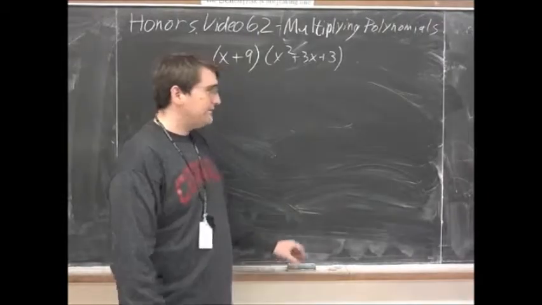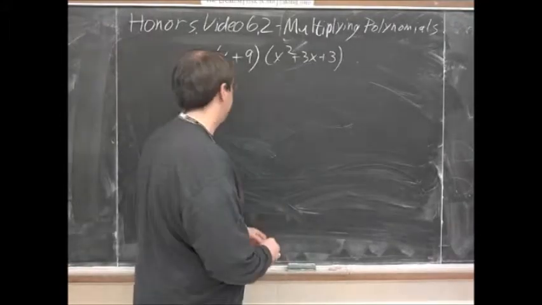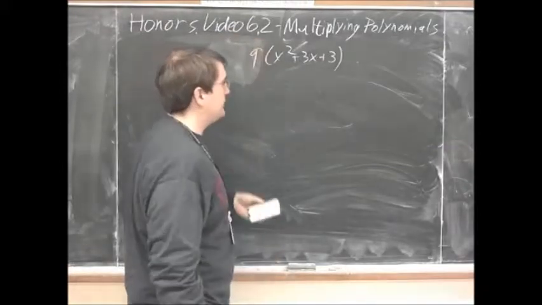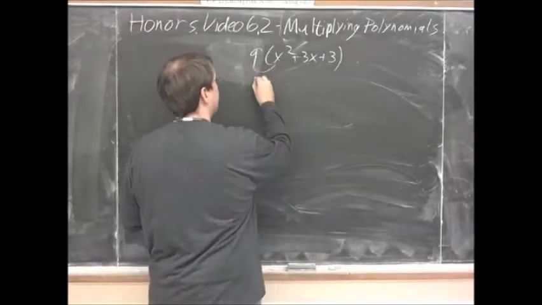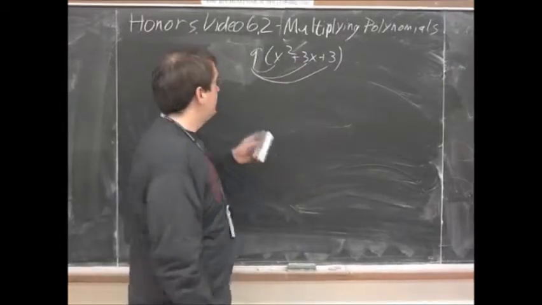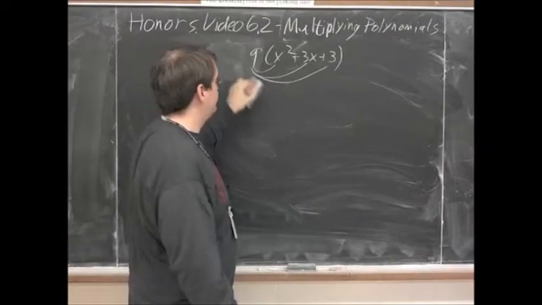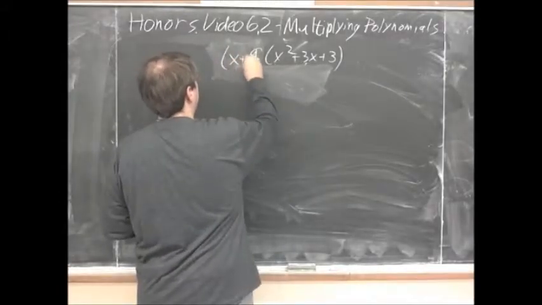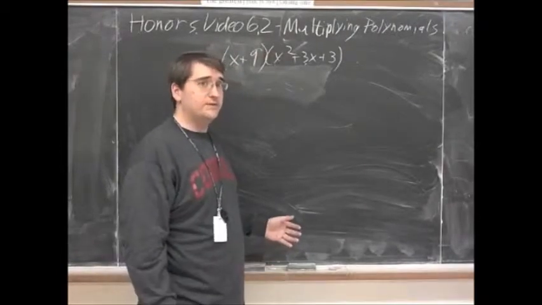And if you remember way back from the beginning of the year, the idea of distribution, if I ignored the x part, and if it was just 9 times x squared plus 3x plus 3, you know how to do that, the distributive property. You take 9, you multiply it by the x squared, the 3x, and the 3. That's all it is. When you're multiplying two polynomials together, it's actually the exact same idea. You have x plus 9, this polynomial, and it in fact works in exactly the same way.